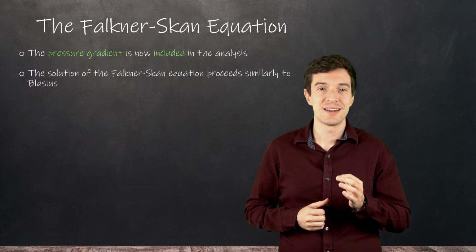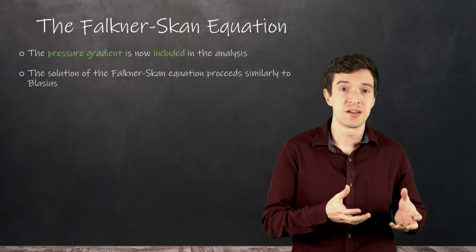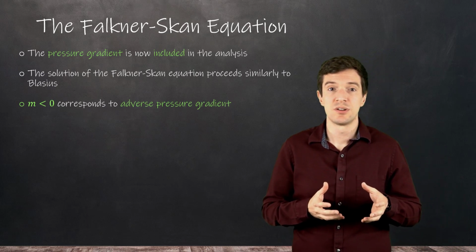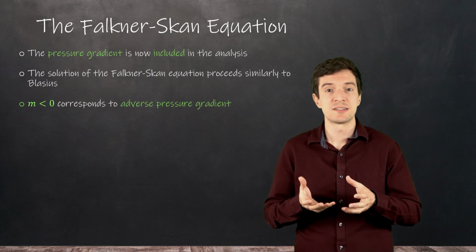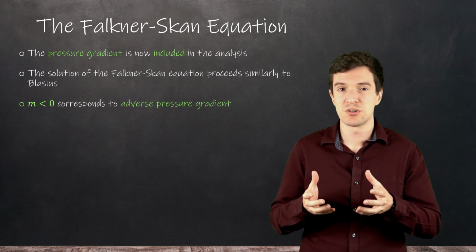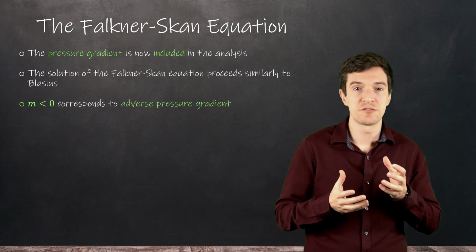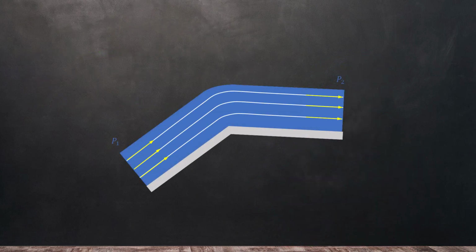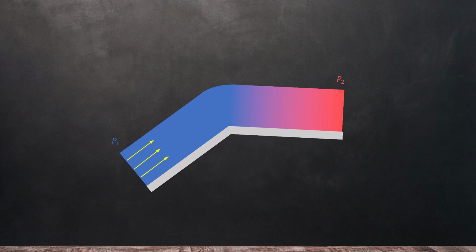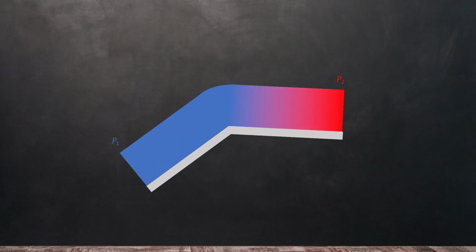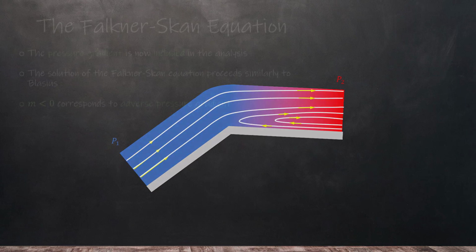So let's analyze now the physical meaning of m. If m is less than 0, the study case presents an adverse pressure gradient, meaning that the pressure increases along the flow stream direction. The pressure change along the surface acts as an obstacle, slowing down the fluid, or even reverting the fluid direction and creating separation.